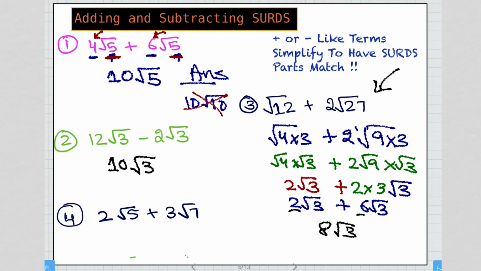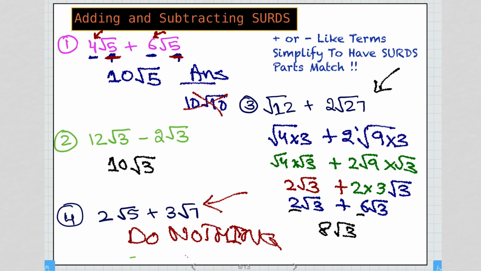Now the last one, please pay full attention. In this one you can see that root 5 and root 7 are different and we can't simplify them like question number 3. So if we can't simplify it, and if we have unlike surd terms, leave that, do nothing. That would be your answer. You don't need to do anything, please. You can only simplify or solve it if we have like terms and all the requirements we need to simplify it for the surds.